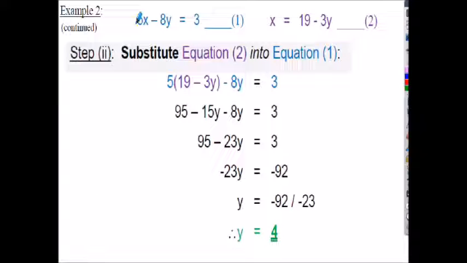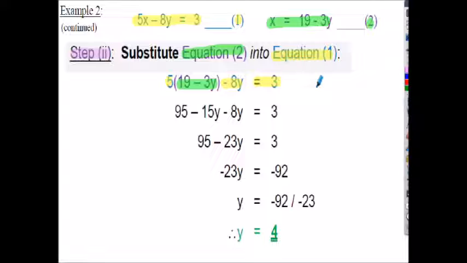Example 2 continued, just repeating equation 1 and equation 2 from the previous slide. Now in step 2, what we're going to do is substitute equation 2 above into equation 1 above. So equation 1 above is 5 multiplied by x, but x has been shown to be 19 minus 3y from equation 2. We still subtract the 8y on the left hand side, and that is still equal to 3. So we've substituted equation 2 into equation 1 here.